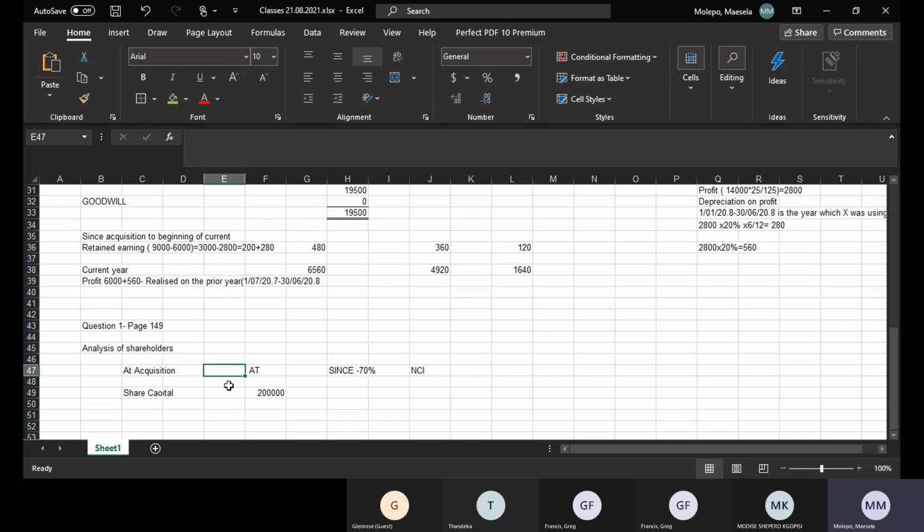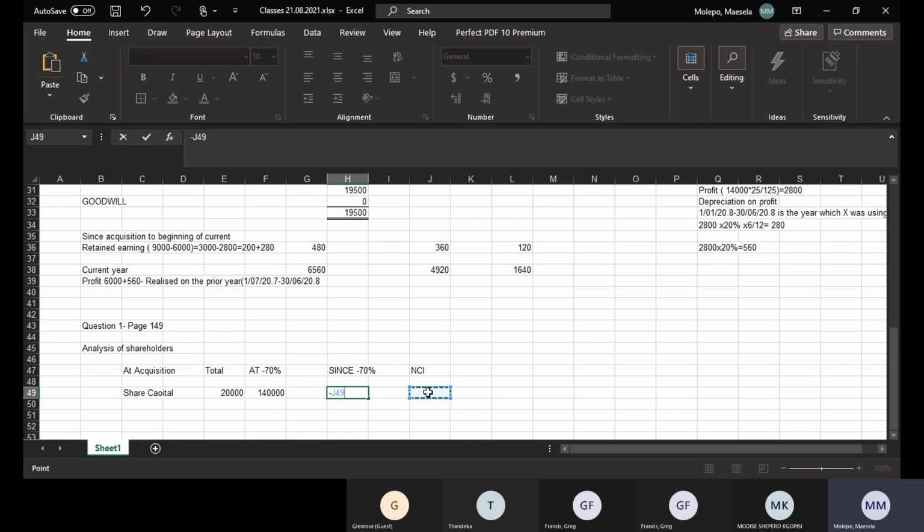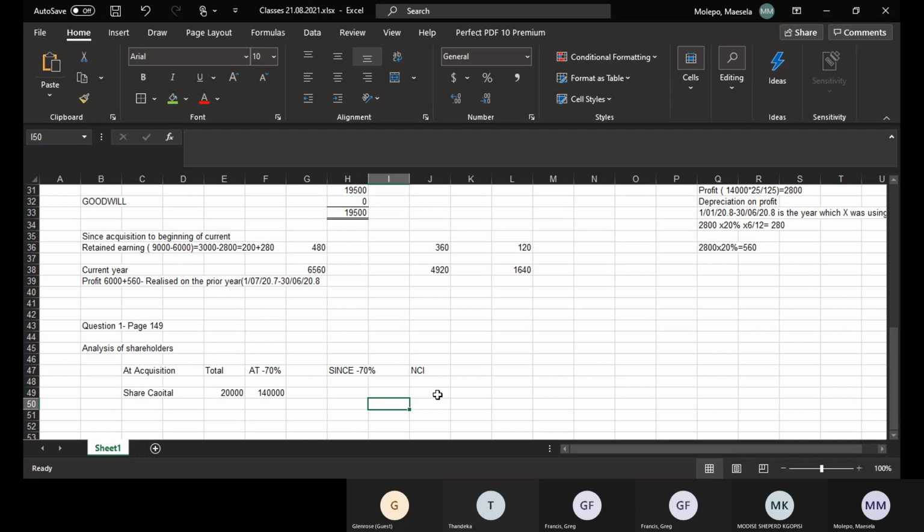Sorry, here should be total. Total. And then the 200,000, and then at 70%. So the 200 and the 70% part, it will be the 140. And then we don't have anything here. Then we're gonna have the difference of 60.